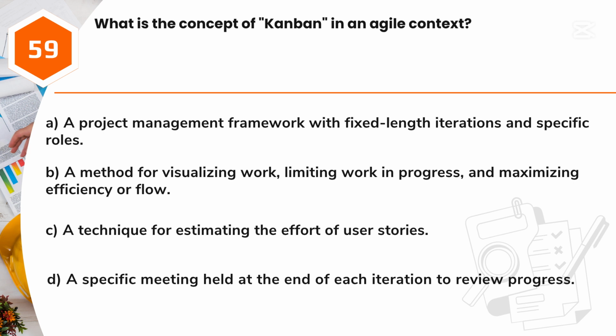Question 59. What is the concept of Kanban in an Agile context? A. A project management framework with fixed-length iterations and specific roles. B. A method for visualizing work, limiting work in progress, and maximizing efficiency or flow. C. A technique for estimating the effort of user stories. D. A specific meeting held at the end of each iteration to review progress.